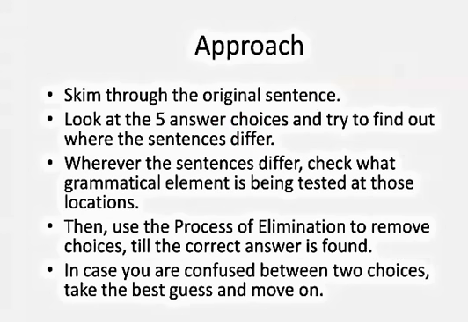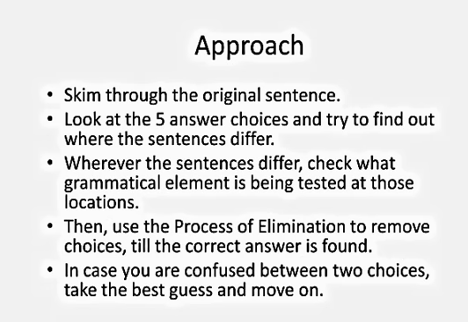We skim through the original sentence, we look at the 5 answer choices and see where they differ. Let's say they differ here. Wherever the sentences differ, check what grammatical element is being tested at those locations. Plurality or something is being tested, whatever it is being tested. That grammatical element, we realize that, okay, that is being tested. If that is not being tested, we look at what else it could be tested, like word construction or style. What is really being tested? Once we know what is being tested, then we use the process of elimination, like I explained in the last slide, to remove answer choices which are incorrect till the correct answer is found.